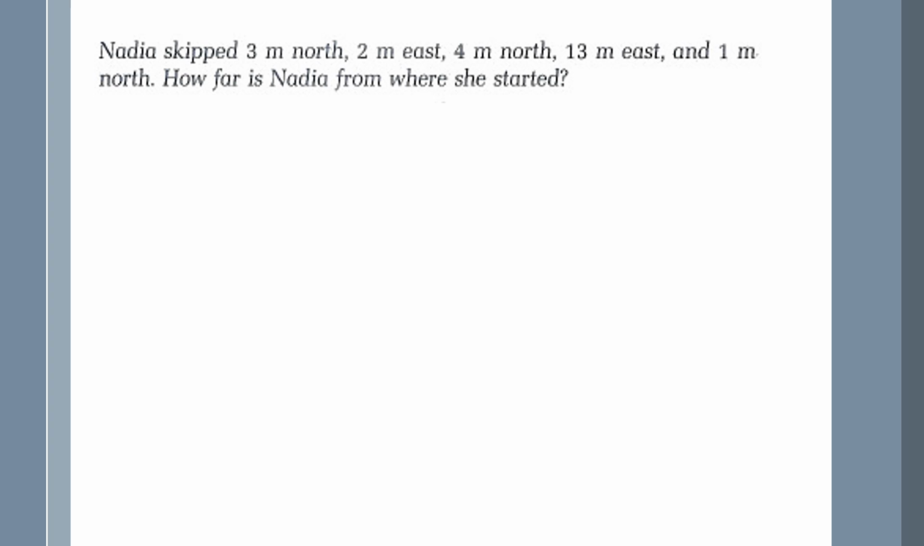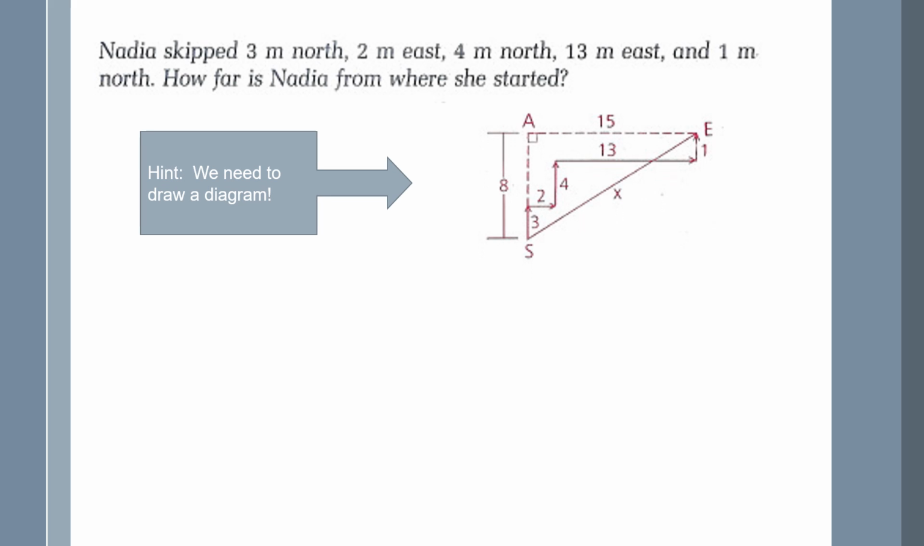Okay, Nadia skipped 3 miles north and then 2 miles east and then 4 miles, or is that meters? That's meters. Wow, that kid was skipping a long way. All right, let's go up 3 meters north, 2 meters east, 4 meters north, 13 meters east, and 1 meter north. How far is Nadia from where she started? Well, hint, we need to draw a diagram.